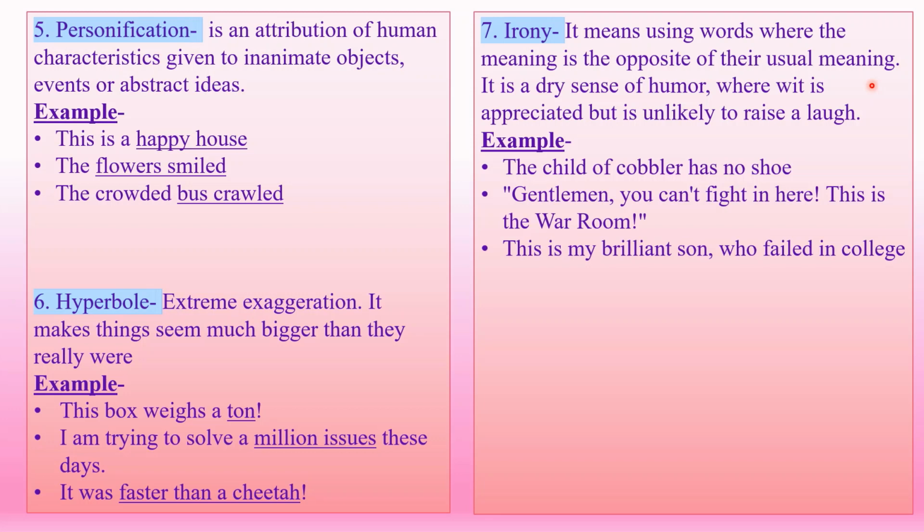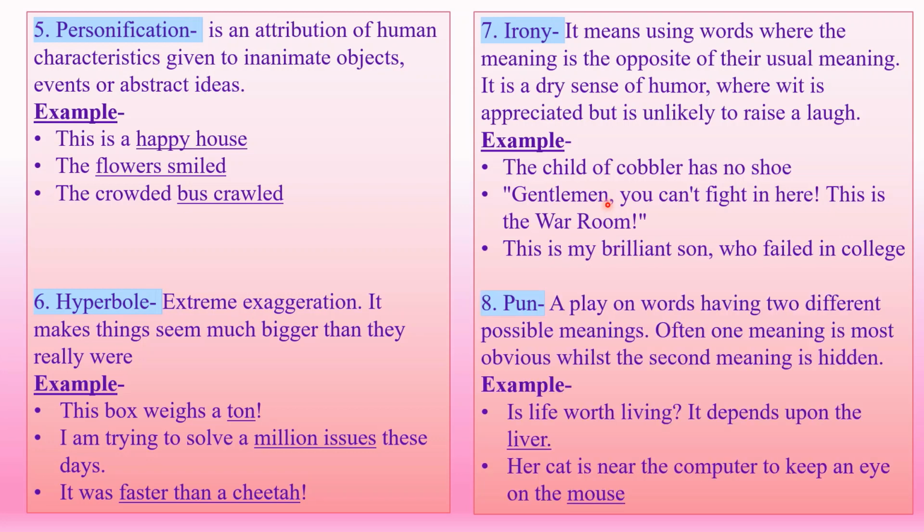For example, the child of a cobbler has no shoe. Isn't it ironical? This is a contrast between what is expected and what actually happens. "Gentlemen, you can't fight in here. This is the war room." Tell me one thing, if it is a war room, why is fighting prohibited? Isn't it ironical? So, such sentences become a clear case of irony.